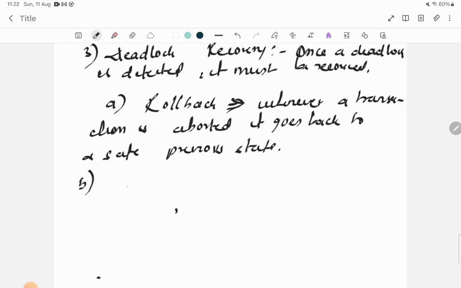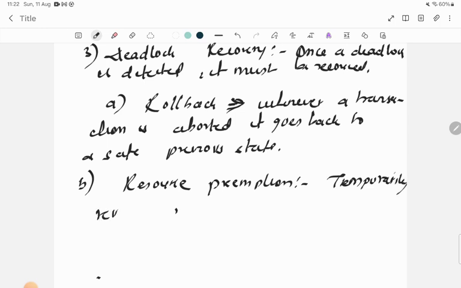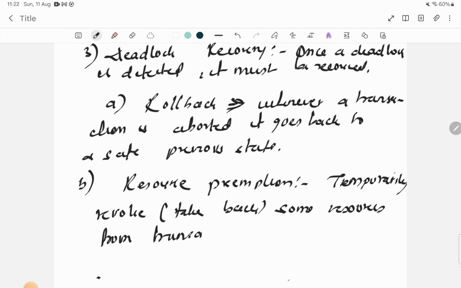The second thing for deadlock recovery is resource preemption. What is resource preemption? It means temporarily revoking, that is, taking back, some resources from a transaction and assigning them to another transaction.